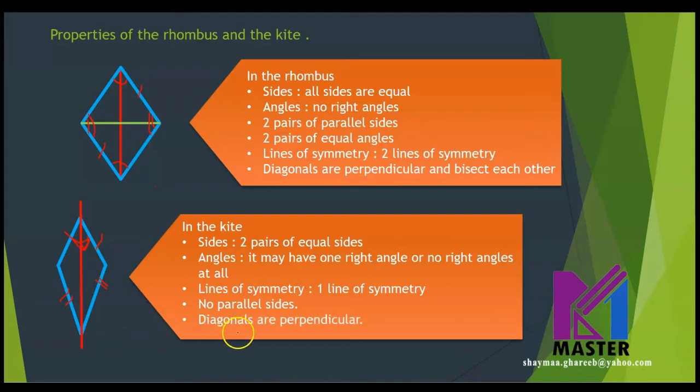Diagonals are perpendicular. So this is one of the diagonals and this is the other diagonal, and they are perpendicular, as you can see and as we said before. Is this clear now?